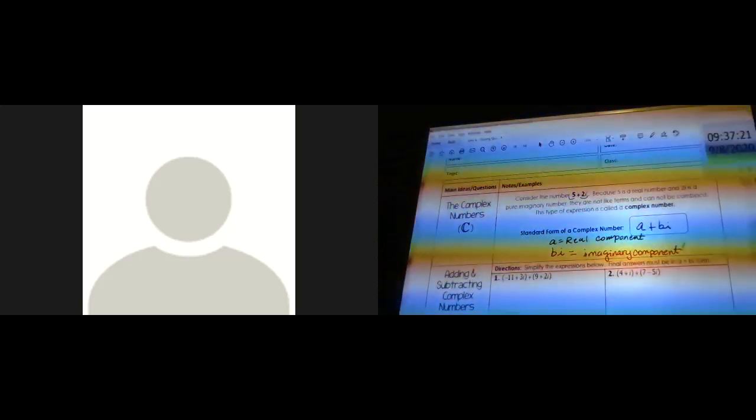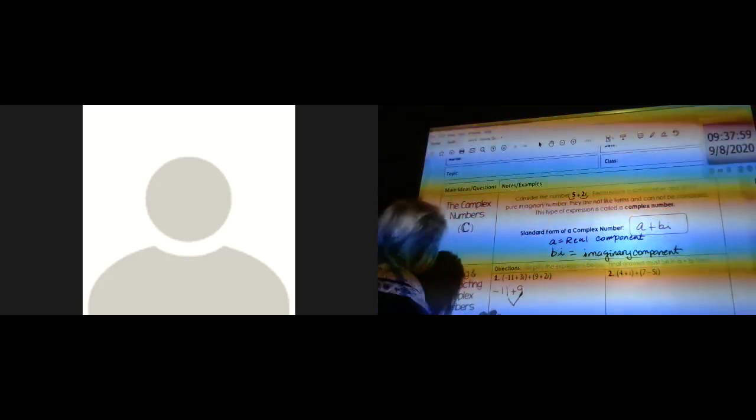Now, with that being said, how can we simplify the terms below? You can add them and subtract them just like you would variables. You add and subtract your real component, and you add and subtract your imaginary component. So let's look at our real component first. We've got negative 11 plus 9. Negative 11 plus 9 is what? Negative 2.